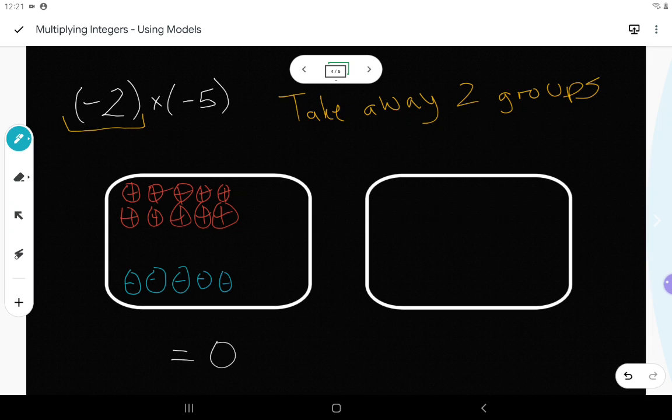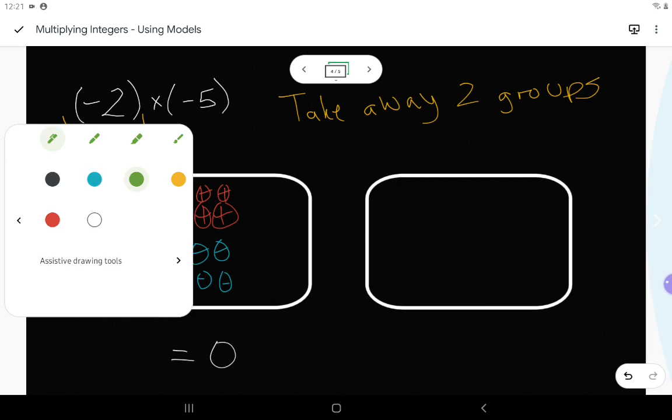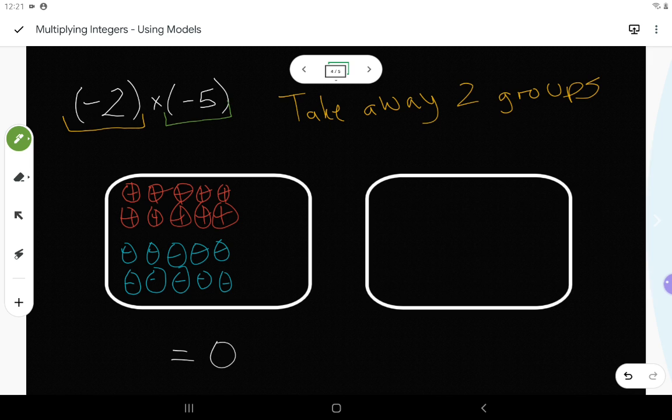So remember, I've always got to start with my first desktop being 0. And I'm either going to add things onto the desktop or take things away from it. All right, so I've got 10 positives and 10 negatives. Because I have an equal number of both, it is still 0. Now, I wanted to take away 2 groups, and each group should have 5 negatives in it. Okay? So I'm going to take away 2 groups where each group has to have 5 negatives in it.